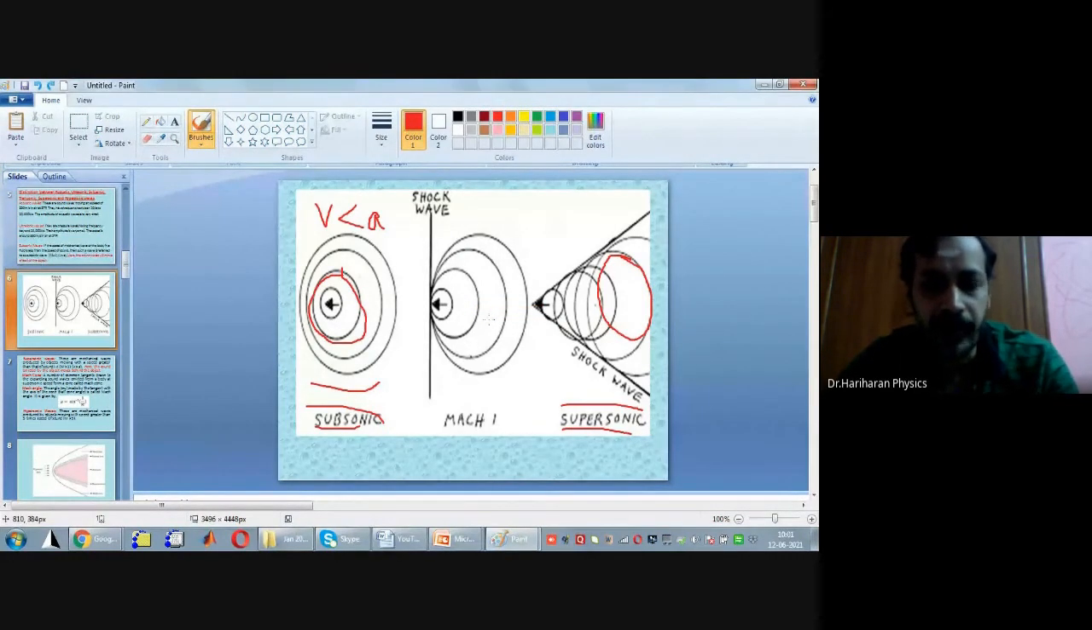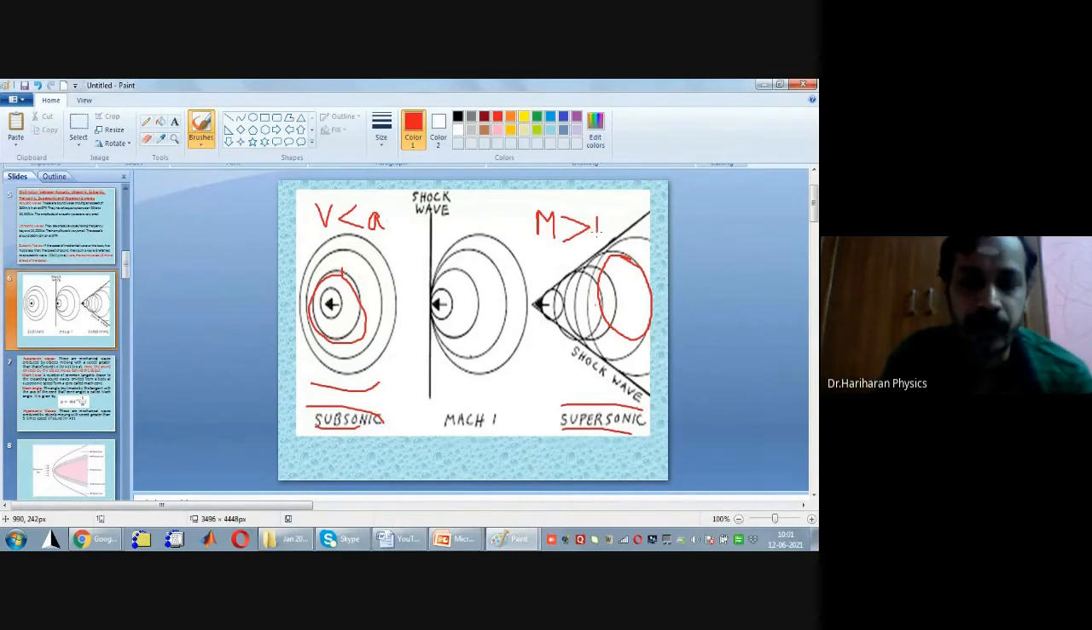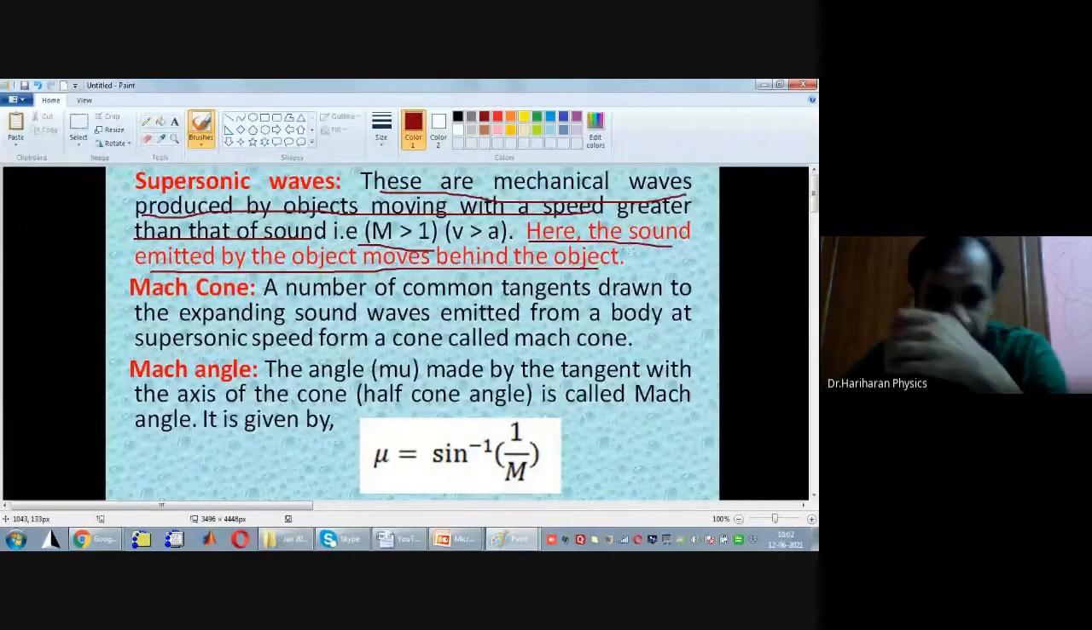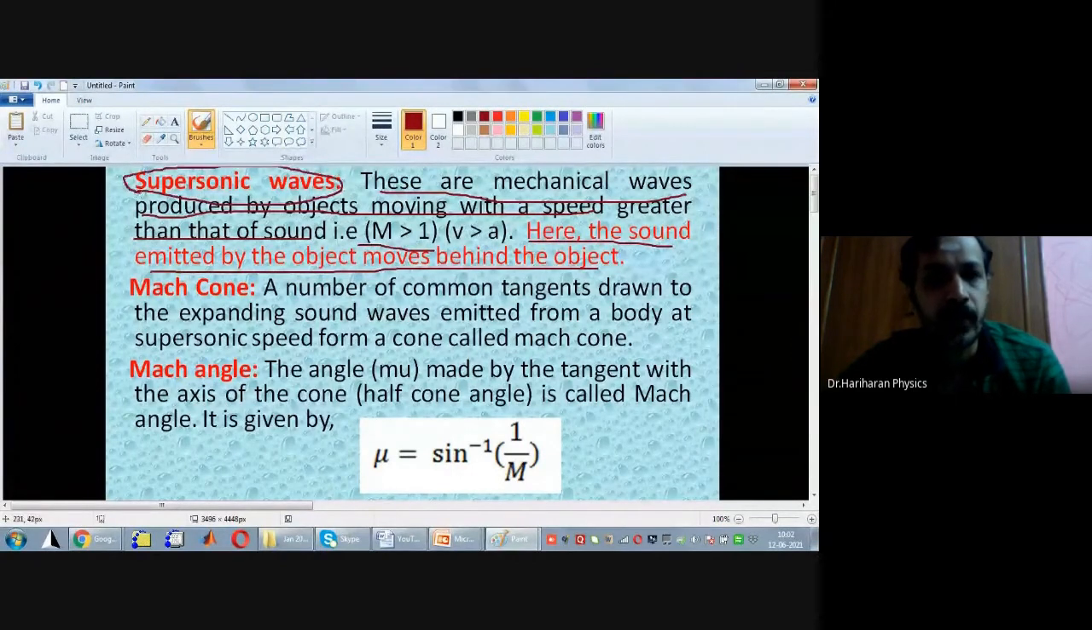So in the case of supersonic waves, if the object moves at a speed greater than the speed of sound in a given medium, that is, Mach number will be greater than 1. For example, Mach number being 2. If an object moves at a speed of 660 meters per second, M will be equal to 2. In that case, the sound vibrations are going to be behind the object, and they are going to expand as time lapses. So this kind of waves we call as what? Supersonic waves. This is what we call supersonic waves.